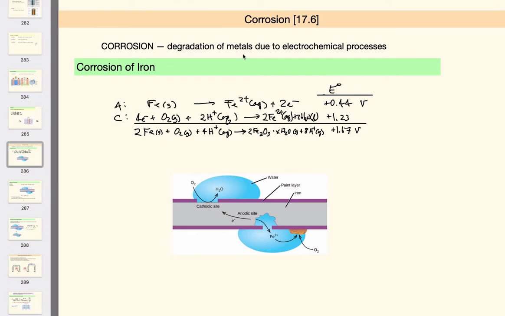Let's now take a quick look at corrosion, the degradation of materials due to electrochemical processes. Probably the most important reaction we could look at is the corrosion of iron, because it is just such a common material. I don't know, maybe wood is used more than iron, but it's certainly way up near the top. And mitigating iron corrosion is a multi-billion-dollar a year industry.